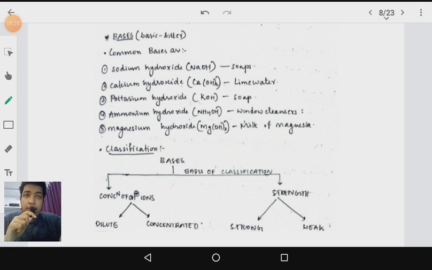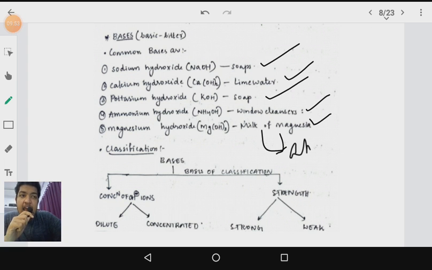Now talking about the bases. Bases are bitter in taste and they are soapy to touch. Some of the common bases which we can see around us include sodium hydroxide, seen in soaps, calcium hydroxide, seen in lime water, potassium hydroxide, seen in soap again, ammonium hydroxide, seen in window cleansers, and magnesium hydroxide, seen in milk of magnesia, which is an antacid. Antacids are medicines which are used to cure acidity in our stomach.